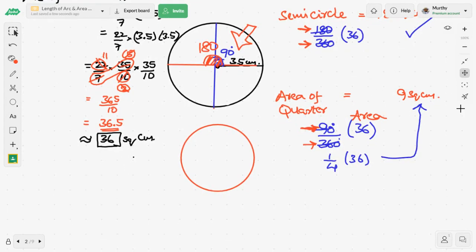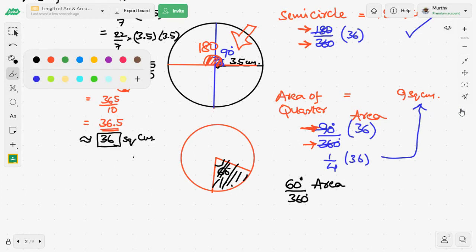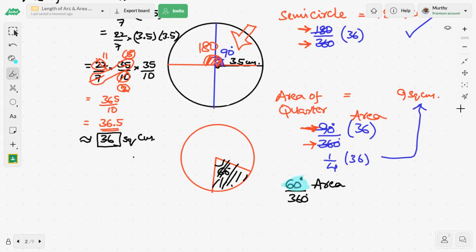Okay. So if I'm taking a circle and let's say the central angle is 60 degrees, can you find the area of the slice? Yes, it is 60 degrees over 360 degrees times the area of circle, right? So while computing area of sector, it is very simple to remember. Let's look at the central angle. If it is 60 degrees, 60 over 360. If the central angle is 90 degrees, 90 over 360 times area of circle. If it is 180, 180 over 360 times area of circle.